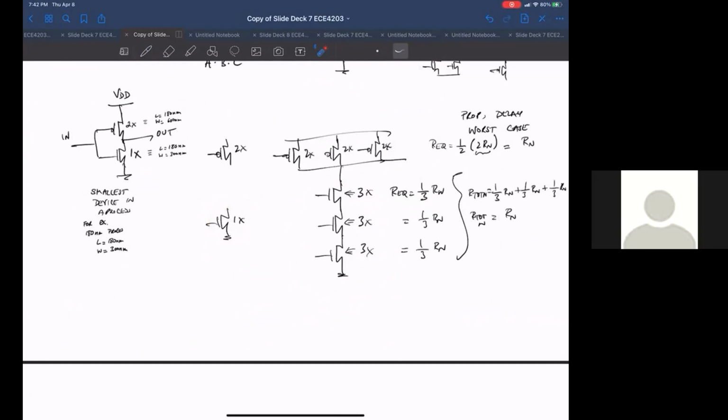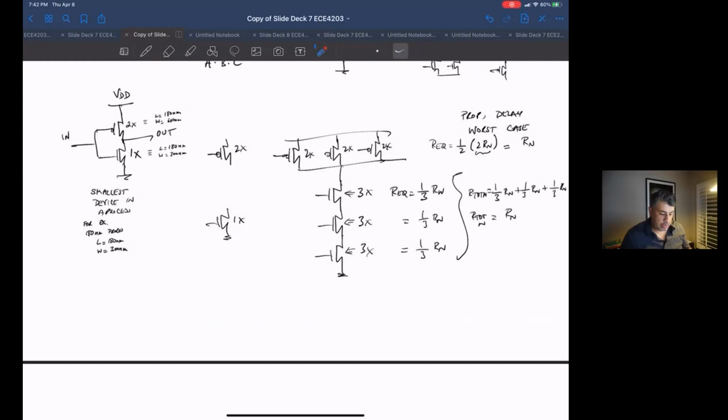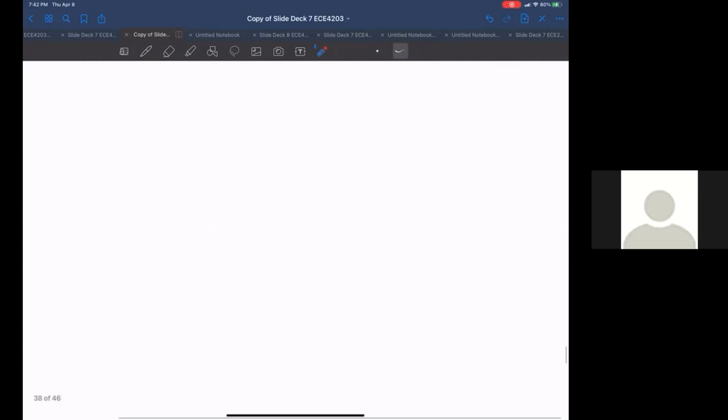So the wider you make a device, the resistance goes down by that same amount. So if you make something 10 times wider, the resistance goes down by a factor of 10.